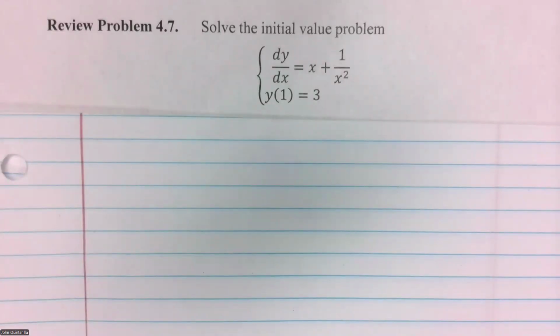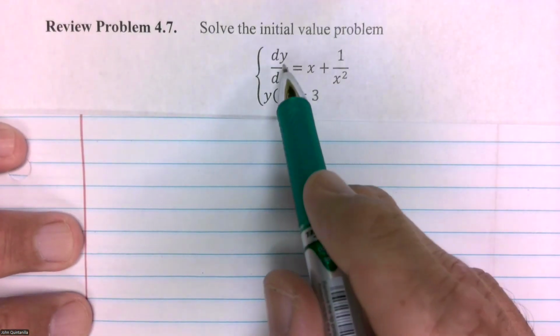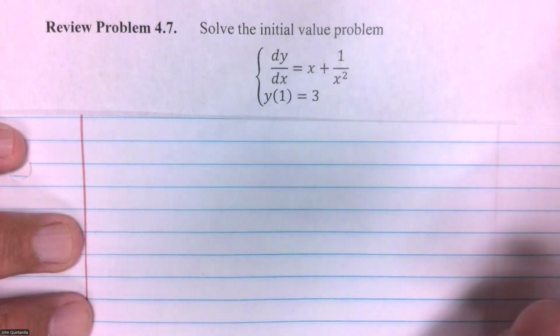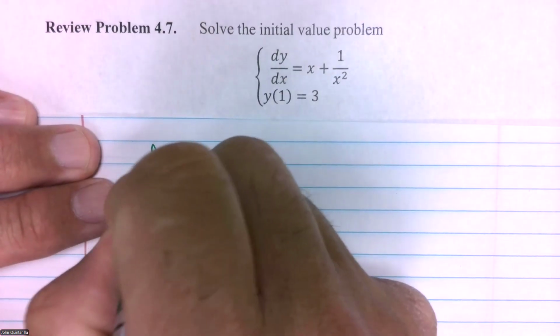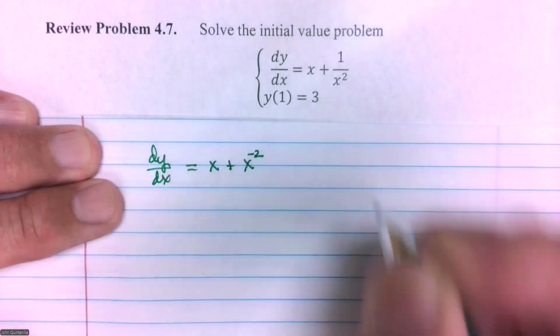In this problem, we are supposed to find the function y that satisfies this initial value problem: dy/dx is equal to x plus 1 over x squared, and y of 1 is equal to 3. All right, for this problem, I have that dy/dx is equal to x plus x to the negative 2.